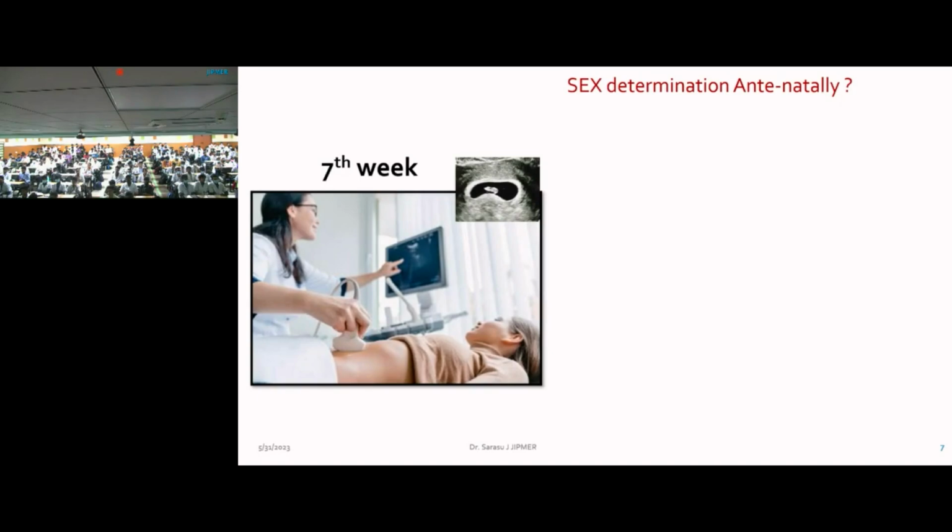Until the 7th week, the doctor says, no, I cannot really differentiate whether it's a male or female. All I can see is a blob of tissue over there. But if she had gone after the 7th week, do you think the doctor can say what is the sex of the baby in India?